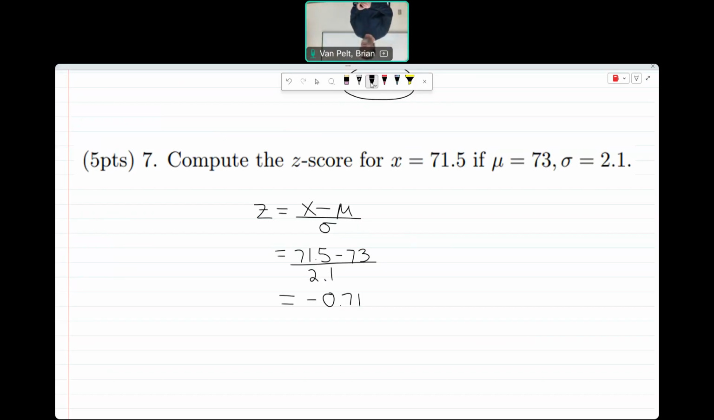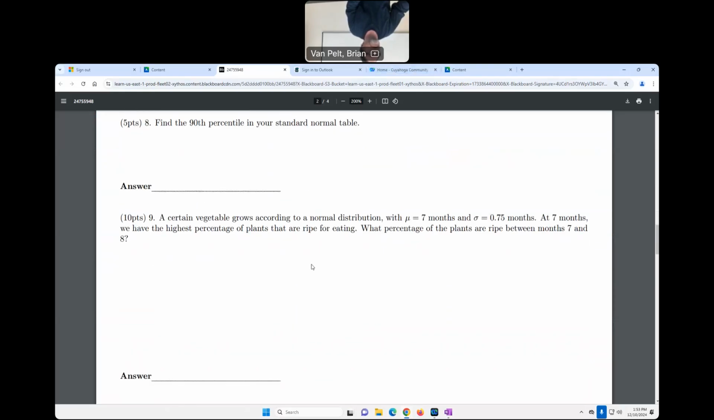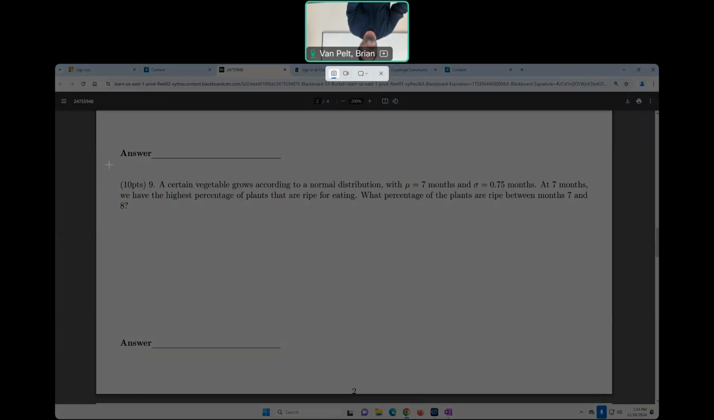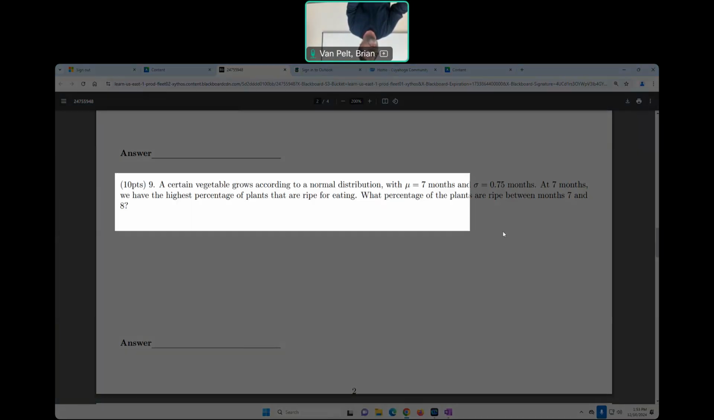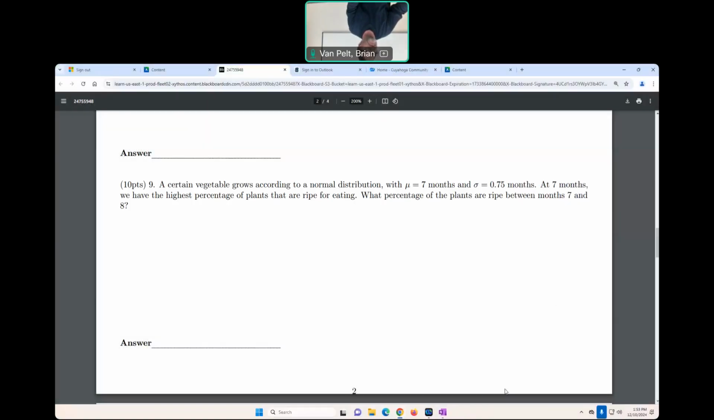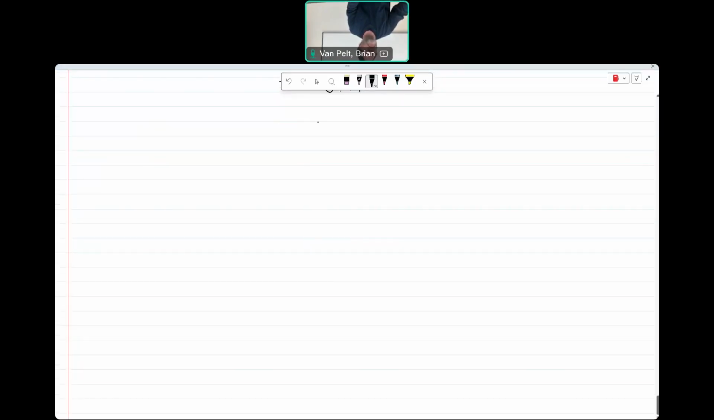Questions? Problem 9 here was the first time we dealt with a normal distribution type of a problem. Notice this is not a mean or a sum, it's an individual plant that we're talking about. Not the mean of a collection of plants or anything like that.